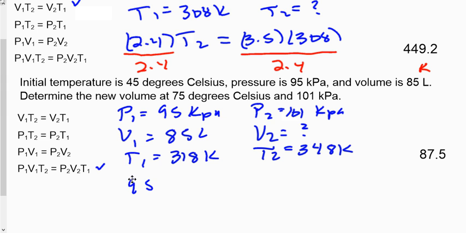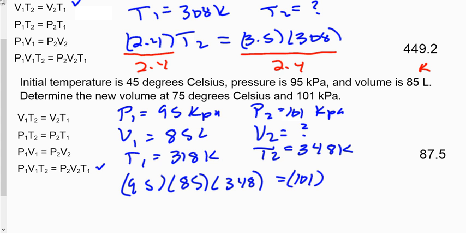So 95 multiplied by 85 times 348 equals pressure 2, volume 2, temperature 1. Notice again how T2 and T1 are always backwards there. Okay, so that's going to be 101. And then again, I've got volume 2, which I don't know what it is. And then T1, which is 318.